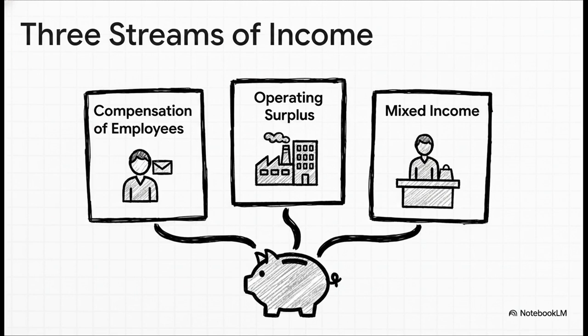Now, to make the math a little easier, economists usually group these incomes into three main streams. The first and biggest is compensation of employees.